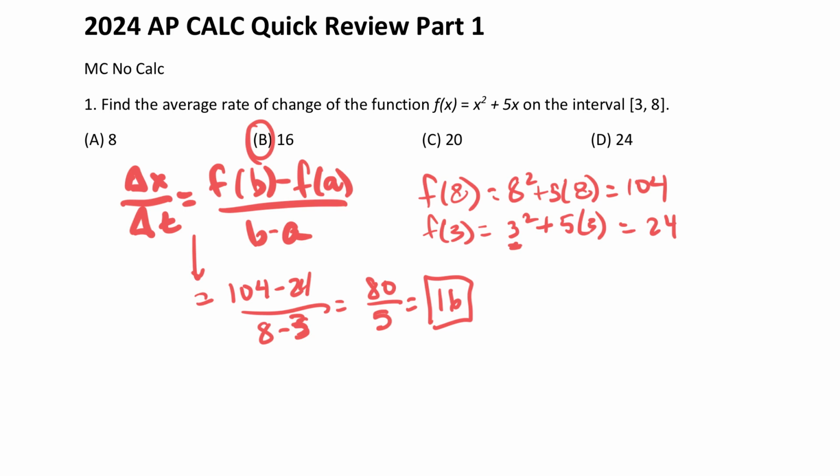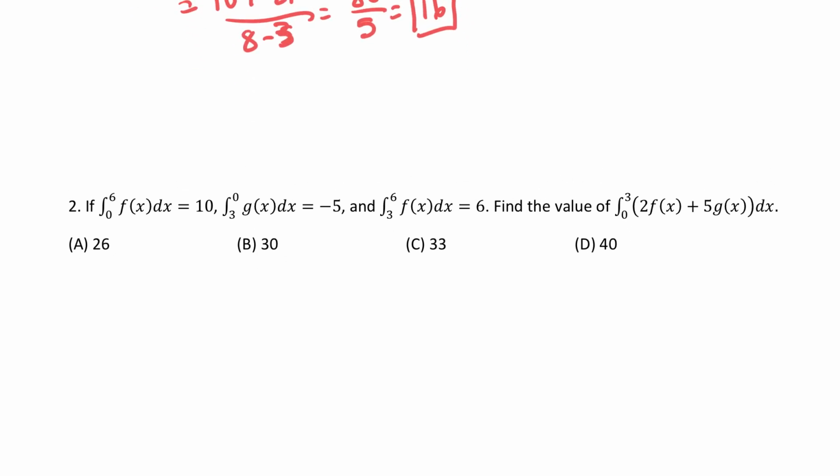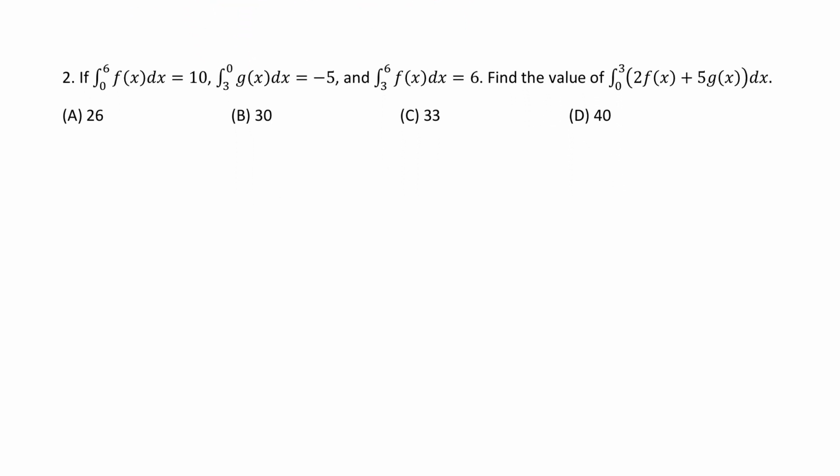All right, let's move on to the next one. Number 2 says if the integral from 0 to 6 of f of x dx equals 10, then the integral from 3 to 0 of g of x dx equals negative 5, and from 3 to 6, the integral of f of x is 6. We have two functions, f of x and g of x. Find the value of this.